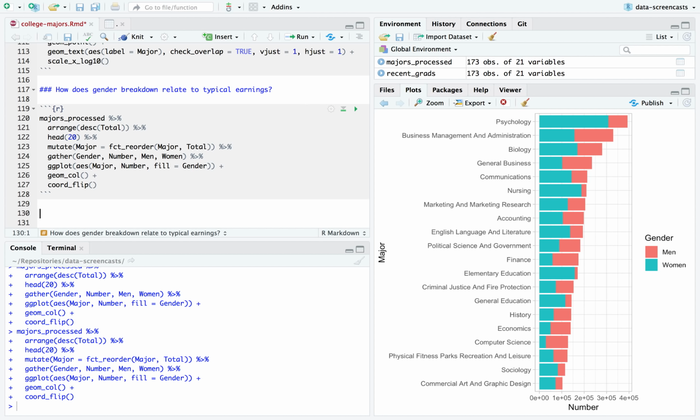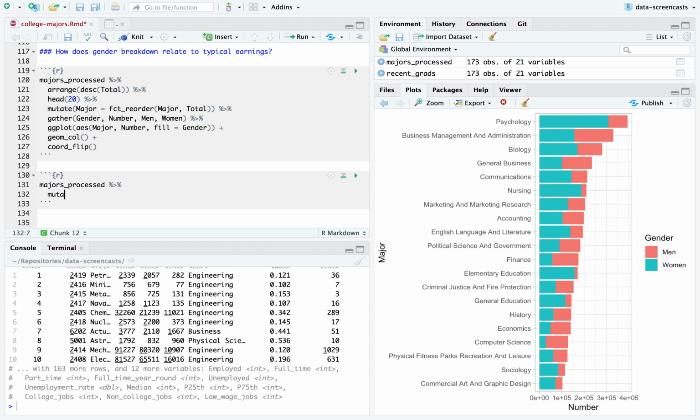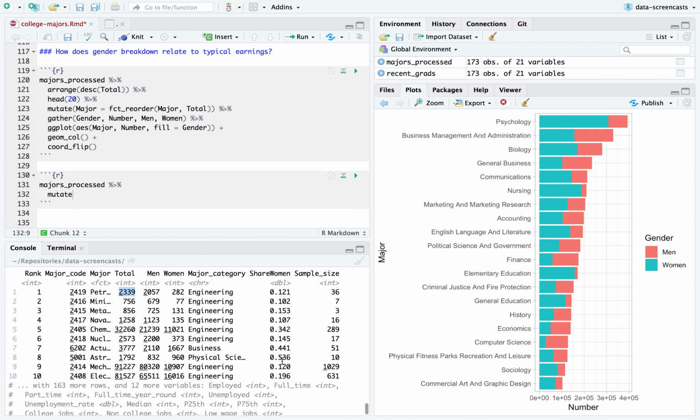Now that I've looked at that, I really want to know what the extreme values at either side are, what majors are shifted most towards men or women. I don't need to gather for that. I need to mutate, or did they already add a column for, oh, share women. They already added my women divided by total. So some, like petroleum engineering, are 12% women. Some, like maybe astronomy, are more split down the middle, 53%. But that gives us what we would need for this graph.